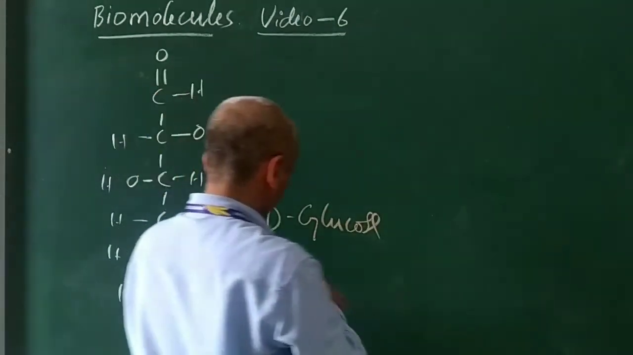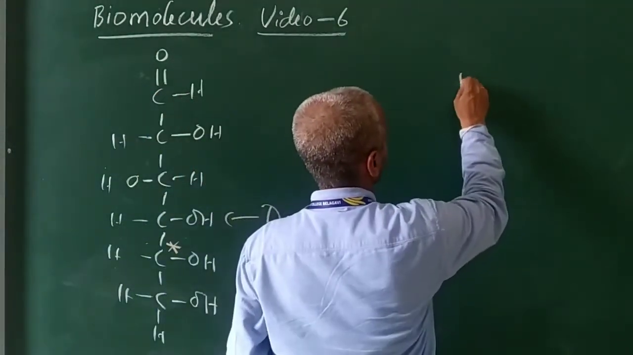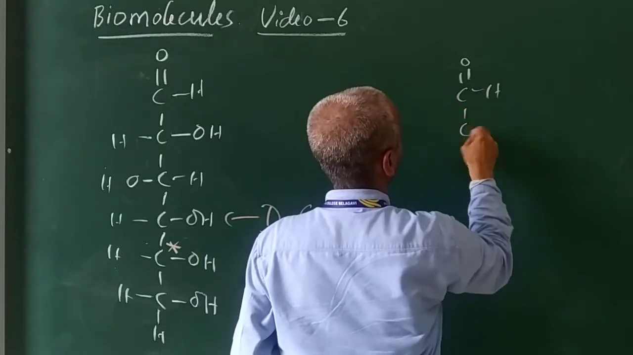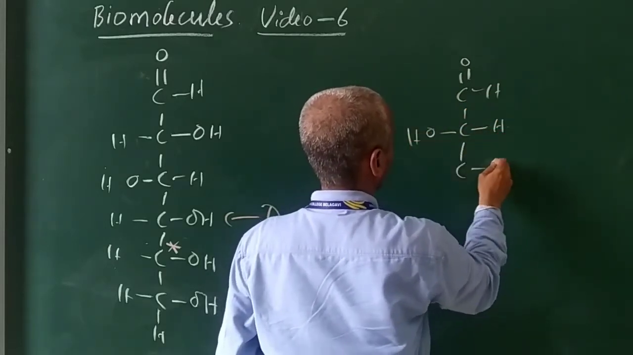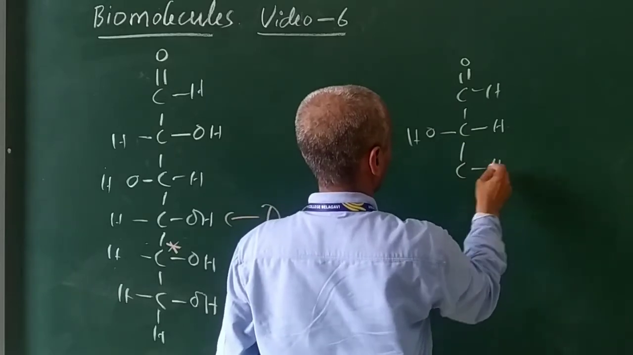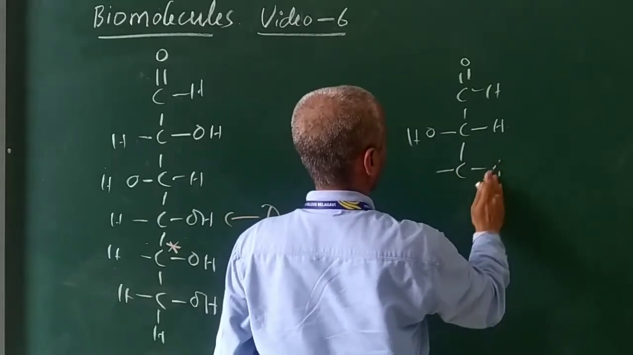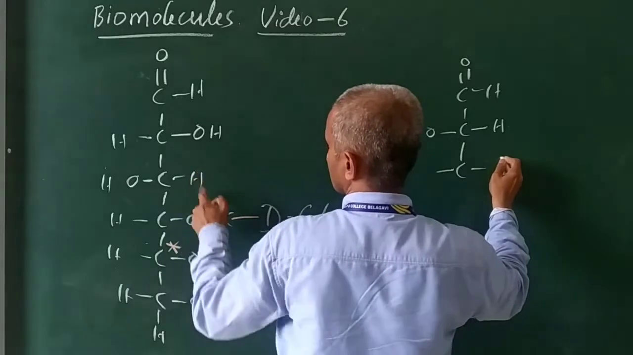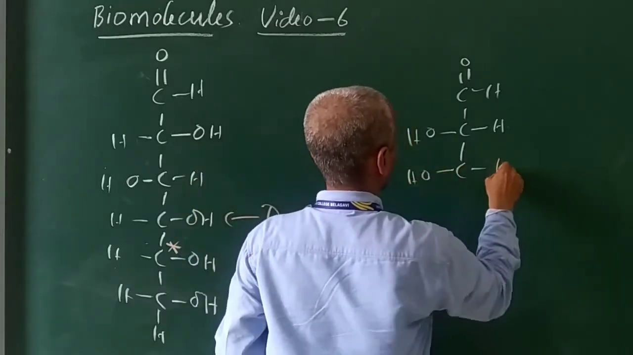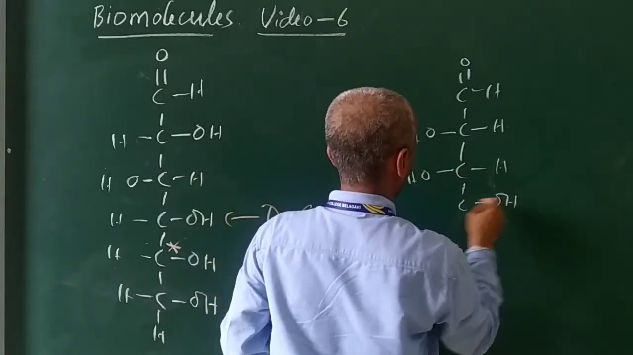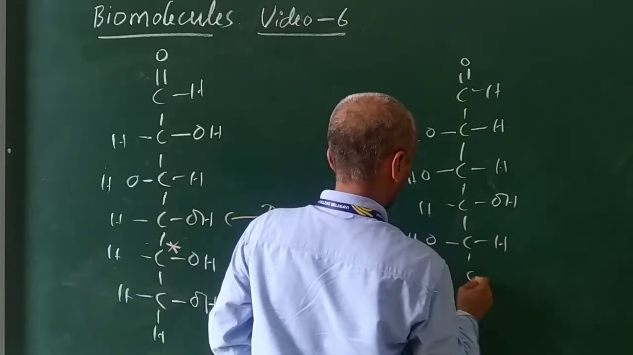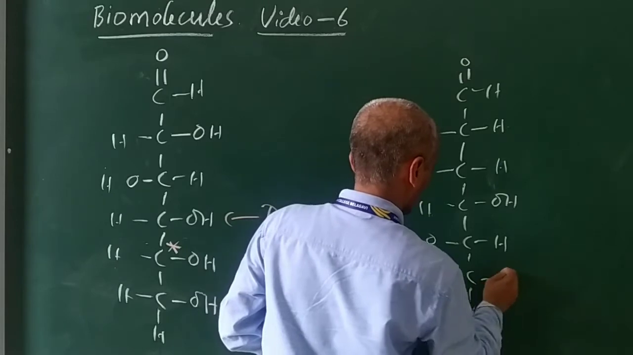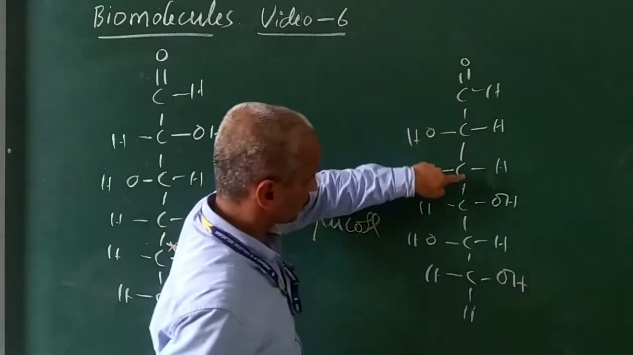So, if I go for this one, what is that? CHO, CHOH, CH, OH, COH, COH, CHOH. 1, 2, 3, 4, 5, 6.